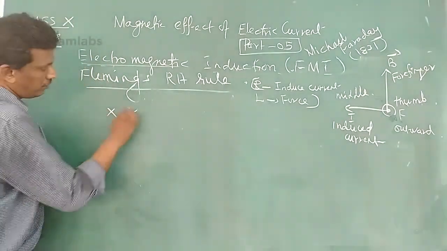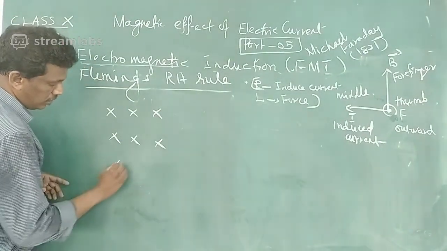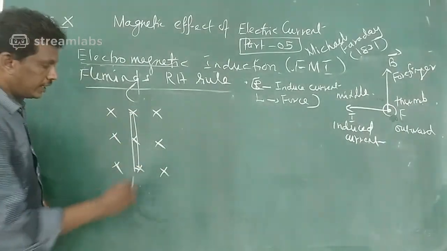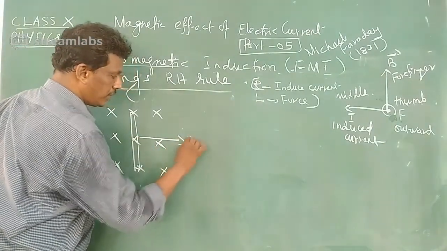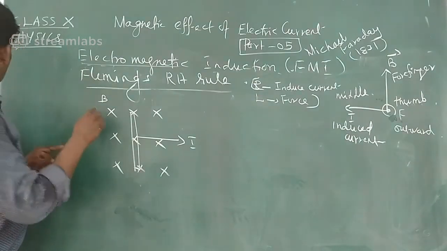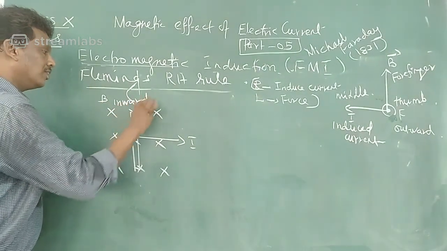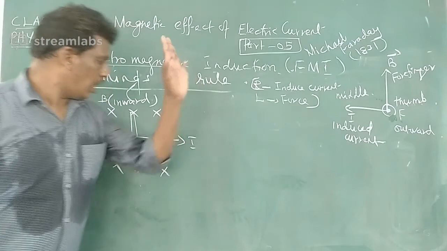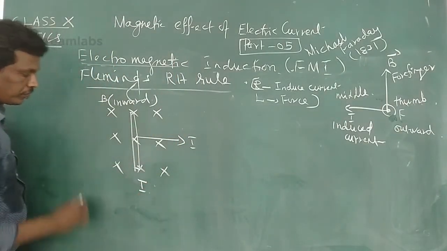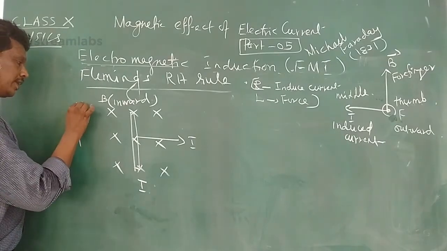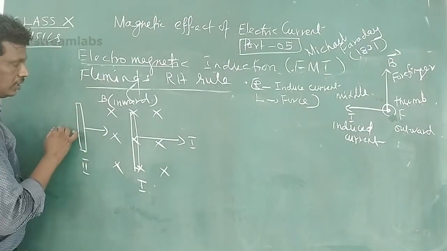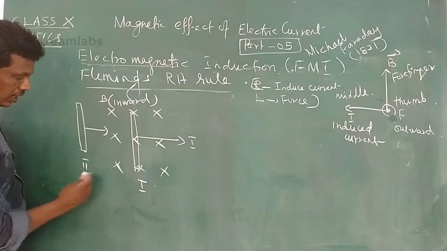Suppose you have the magnetic field. Very interesting question I am going to give. Now you have the conductor. The force is applied here, very important. This is the magnetic field. Where is the magnetic field acting? Inward. Now it is moved in the outward direction. I am talking about conductor 1. Similarly, here you have one conductor, conductor 2. It is moved inside.